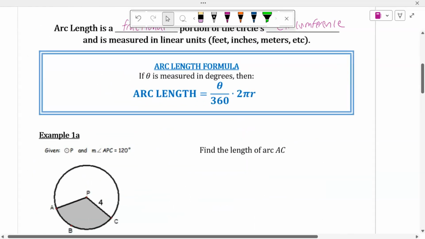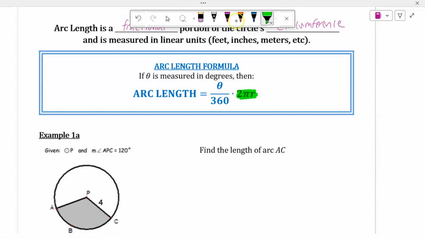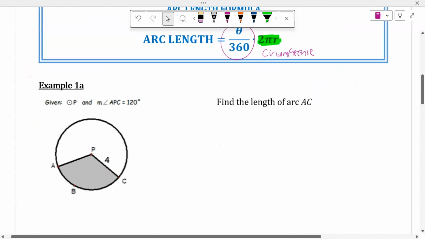So the arc length formula itself, if you notice, this right here, the 2 pi r portion, that's just the circumference formula. So if we take 2 times pi times r, that would give us the circumference of the whole circle. This portion here is the new part. If we can figure out what fraction of the circle we want, we can just multiply it by the circumference, and that will give us the arc length. So let's check out a couple of examples.